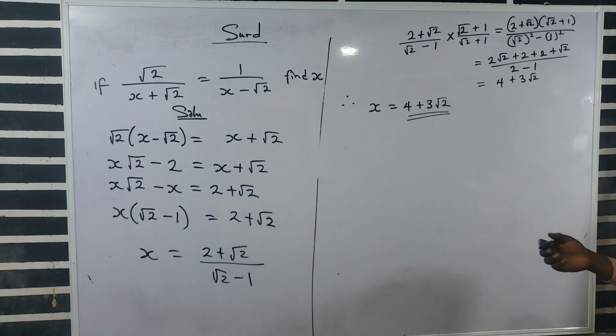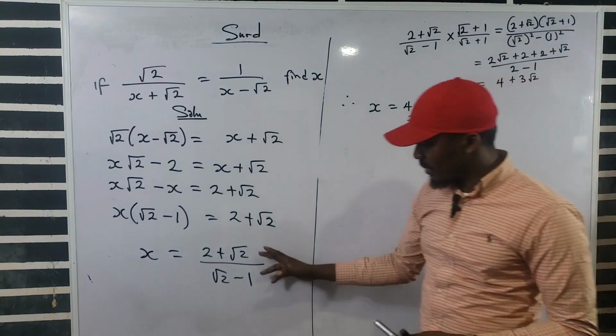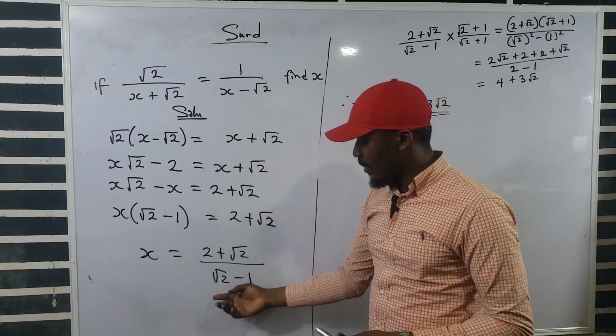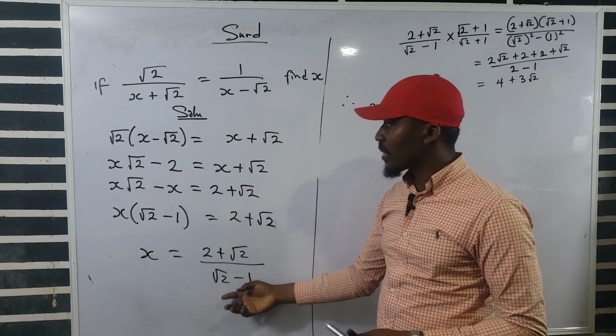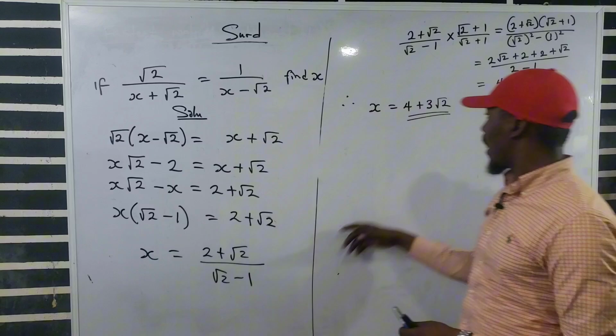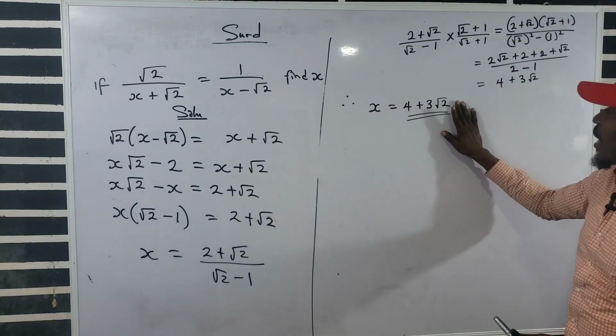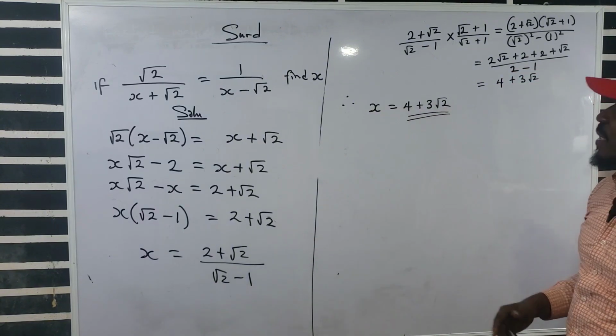So that's how to solve that. Very simple. You can see that when we get surds, we need to simplify, because we cannot leave our answer like this as x. So when you simplify, you now have this. This is actually our x, the value of x.